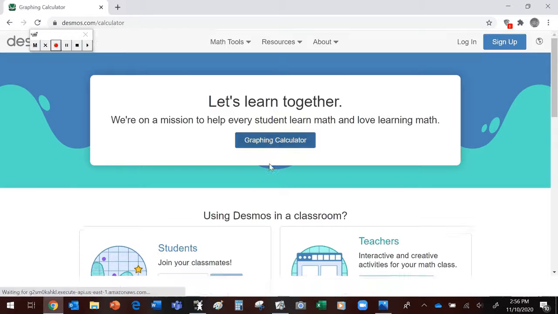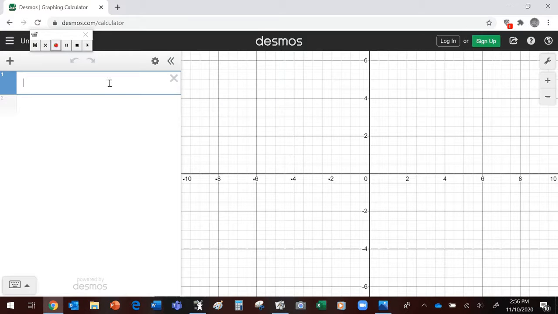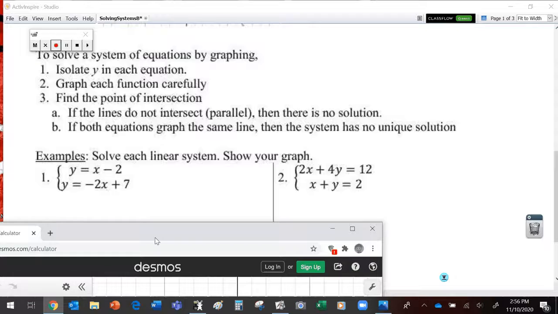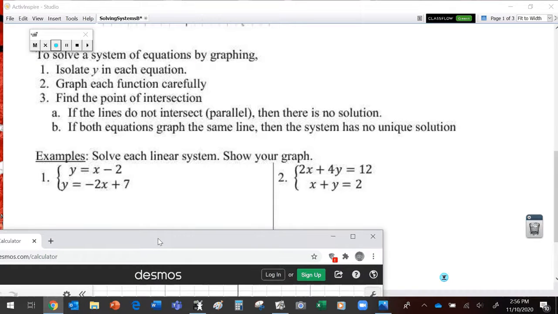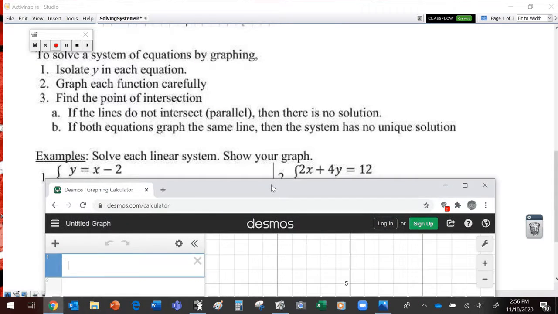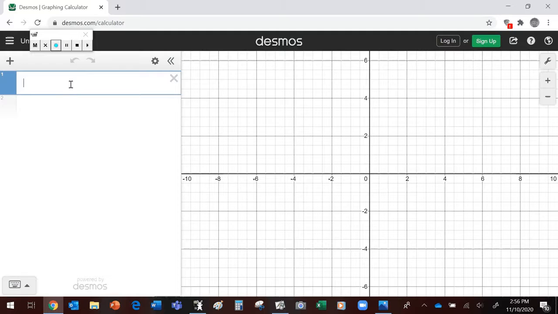We click on that, it gives us an opportunity to graph whatever it is that we need to graph. So let's go take a look at those functions. We have y equals x minus 2 is the first equation that I need to graph. So I'll come right here where that cursor is blinking, and I'll type y equals x minus 2. And you notice as I'm typing that, this graph appeared on the grid. And I can see this red line, and this is y equals x minus 2.